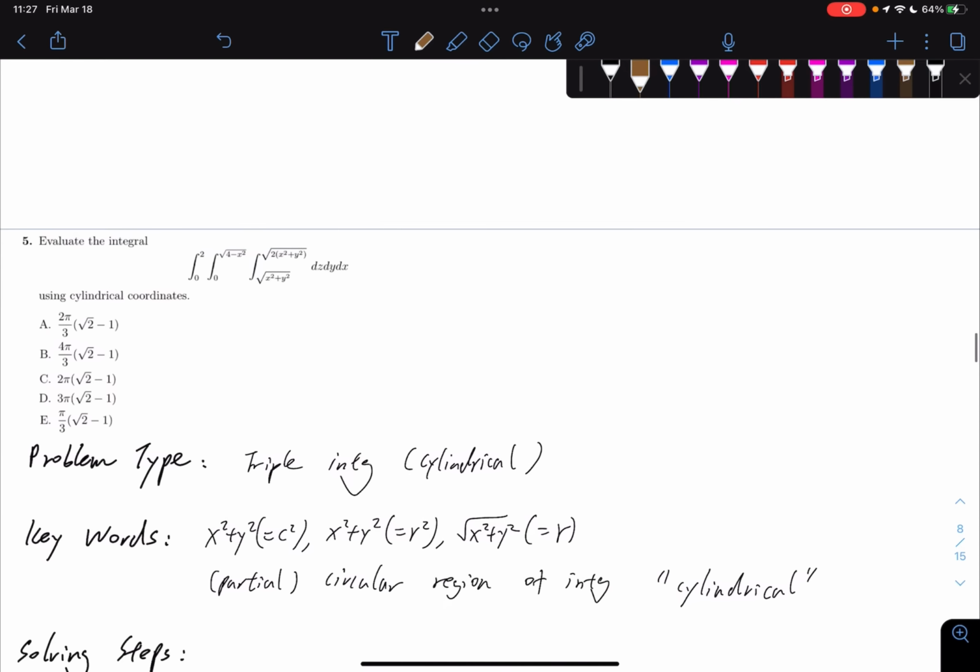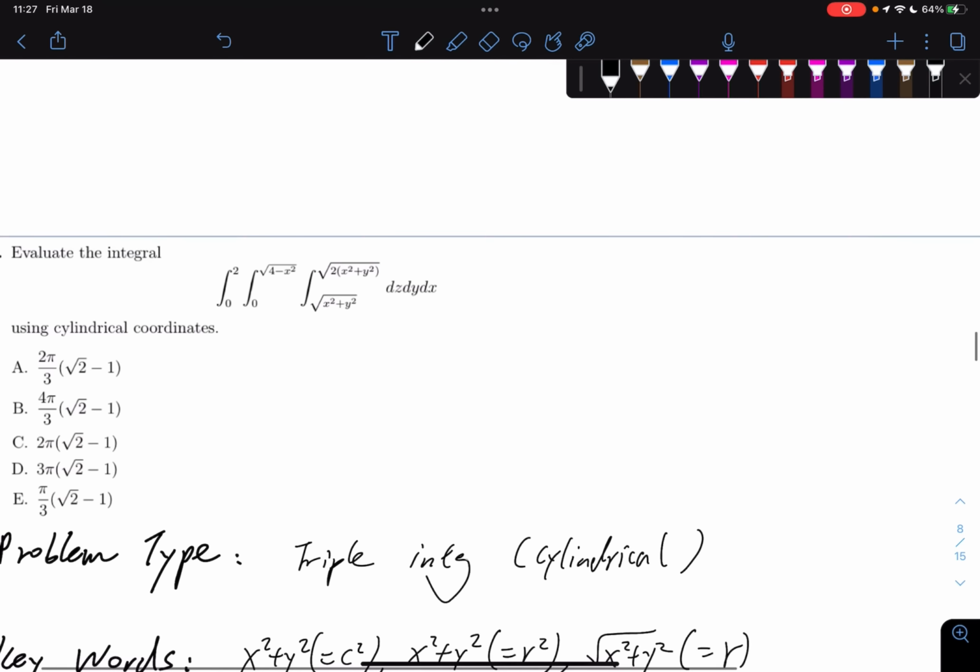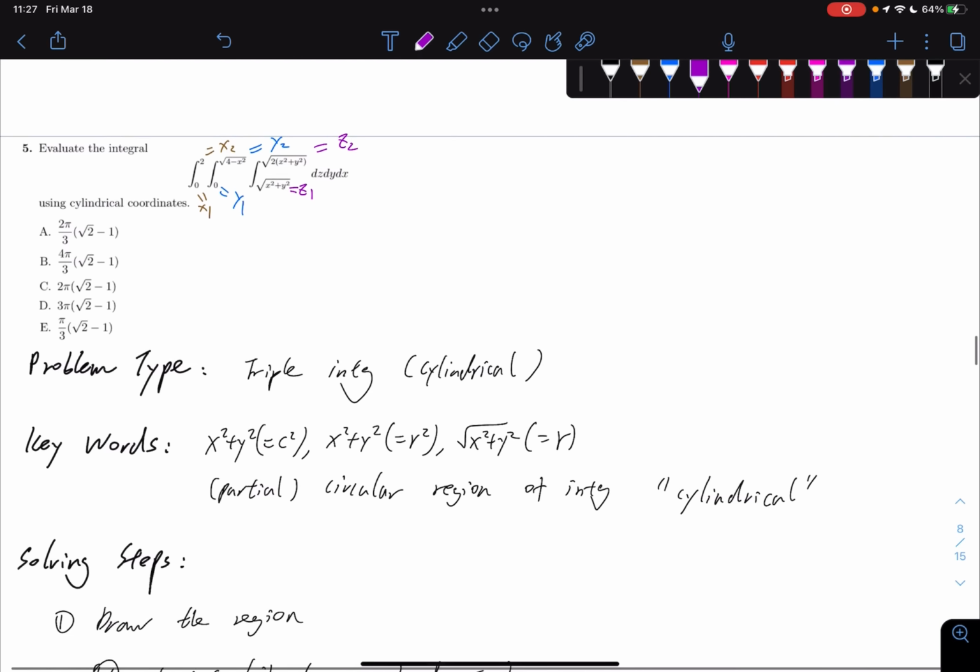And our y bounds is, so this is, right, this is x2, this is x1, this is y2, this is y1, and this is z2, this is z1. So let's look at y2, right?